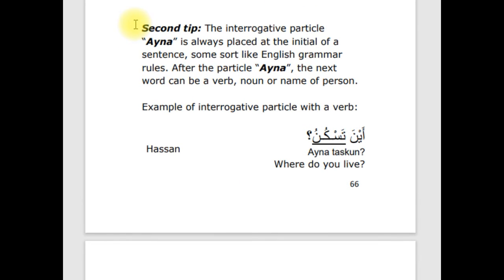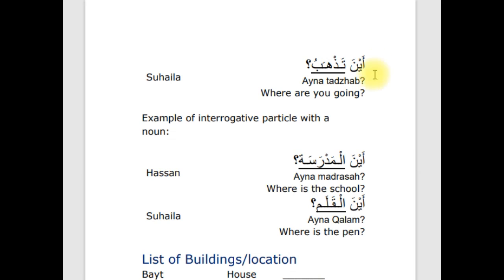Second tip. The interrogative particle aina is always placed at the initial of a sentence, somewhat like English grammar rules. After the particle aina, the next word can be a verb, noun, or name of a person. Example of interrogative particle with a verb: Aina taskun? Where do you live? Aina tazhab? Where are you going?